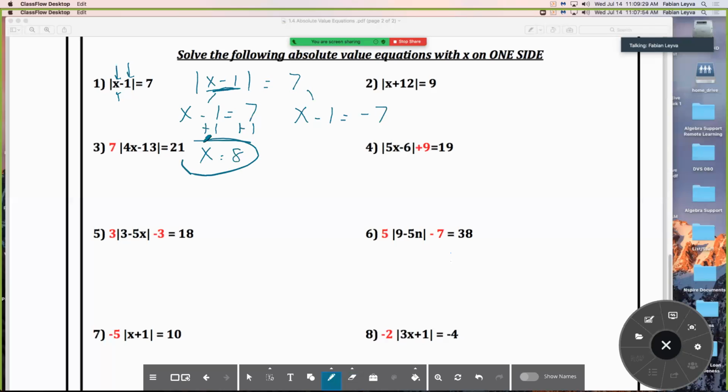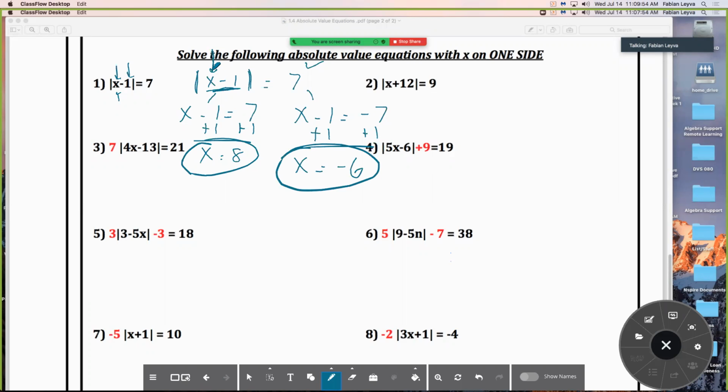Notice that x is going to be equal to a positive 8, which makes sense because if you were to plug it in, 8 minus 1 is 7. The absolute value of 7 would equal 7. You found the number that's 7 away in the positive direction. But you could also do it in the negative direction. So let's go ahead and add 1 to both sides of the negative 7 because we have to create the other side. And x is going to be equal to a negative 6.